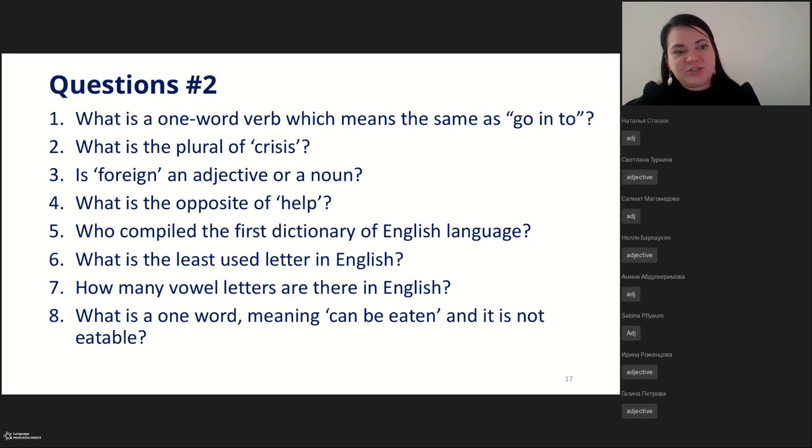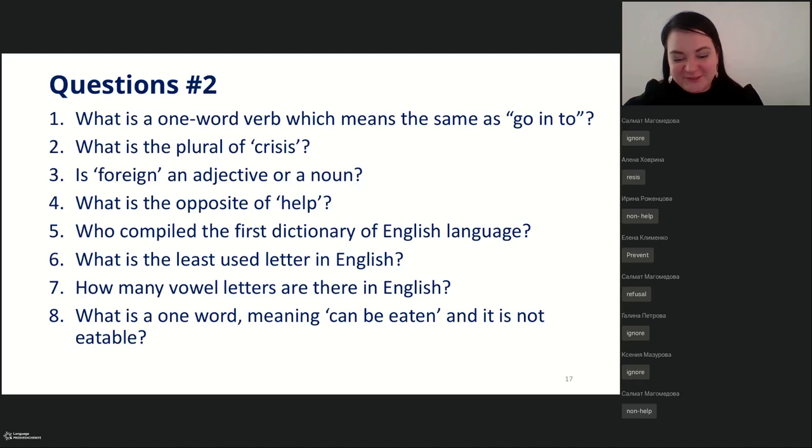Then what is the opposite of help? Question number four. What is the opposite of help? Prevent. Anything else? Disturbance. Harm. Here it's not clear, right, whether it's a verb or a noun. So if we speak about the verb, there are several possible options, like deter, hinder, prevent. Fantastic. As for noun, of course, harm, and etc. A very interesting one, Salmat offered ignore. I did not think about it.